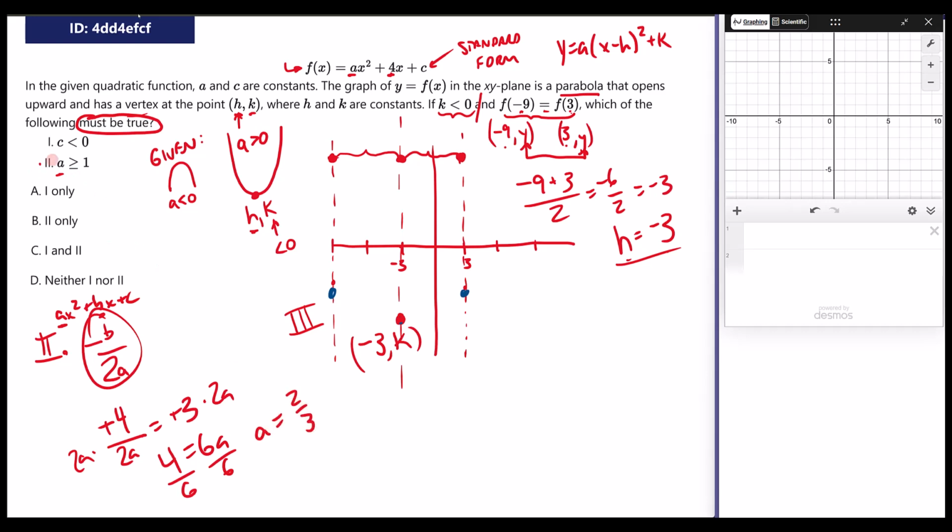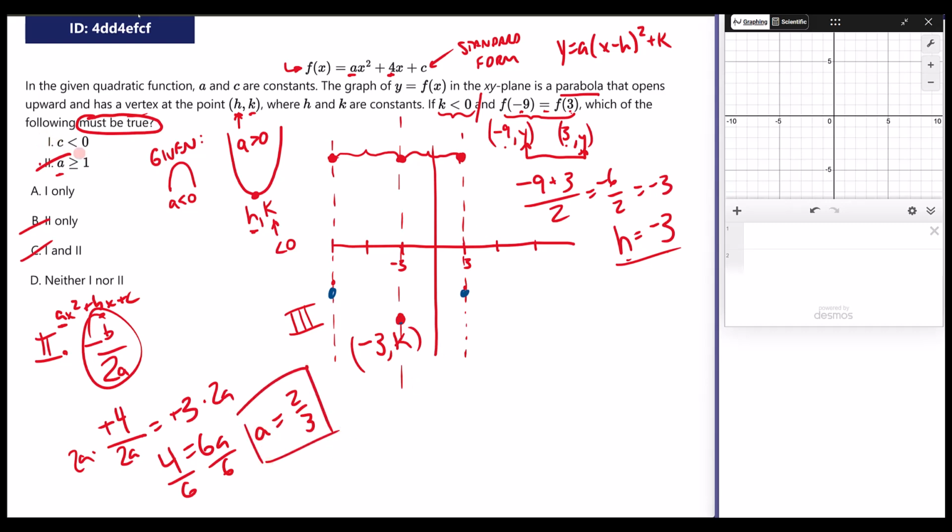And ta-da, we can now get rid of Roman numeral 2 because we have just proven that a has to equal 2/3. Therefore, a cannot be greater than 1, which means that any answer that has Roman numeral 2 in it is out. So that's nice. We're at least at a sort of 50-50 guess here. Even if we couldn't figure out anything about Roman numeral 1, at the very least we'd be guessing between a and d. So there we go. There's our a value.